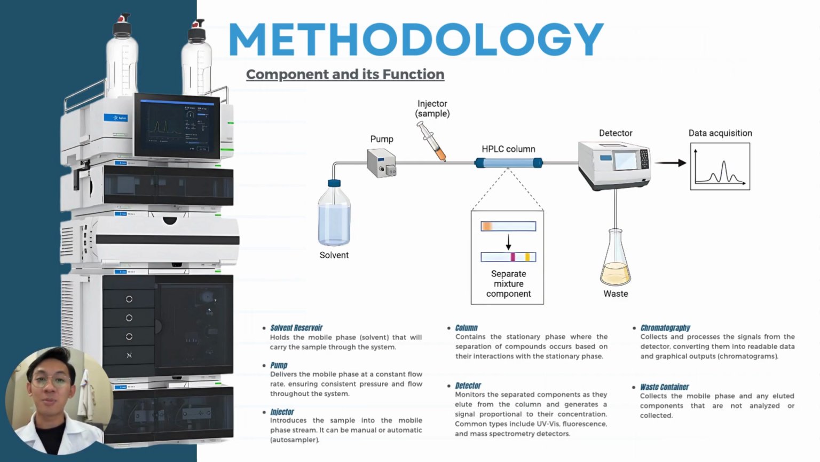Next, we have the column. The column contains the stationary phase, where the separation of compounds occurs based on their interaction with the stationary phase. Next, we have the detector. The detector monitors the separated components as they elute from the column and generates a signal proportional to their concentration. Common types include UV, fluorescence, and mass spectrometry detectors. Next is the chromatogram. The chromatogram collects and processes the signals from the detector, converting them into readable data and graphical outputs. The last one is the waste container. It collects the mobile phase and any eluted components that are not analyzed or collected.